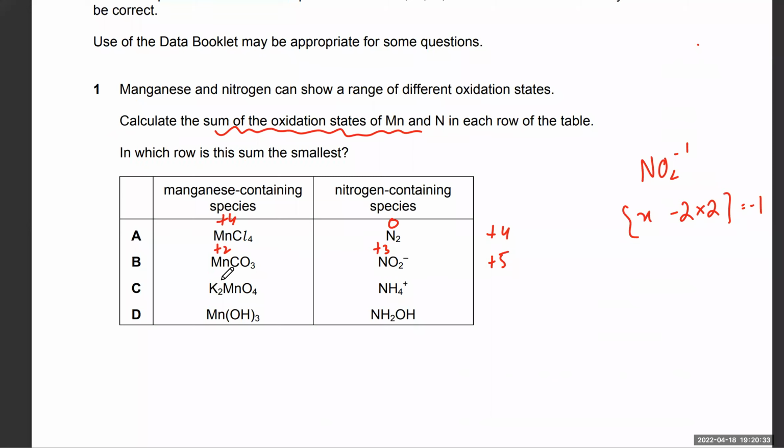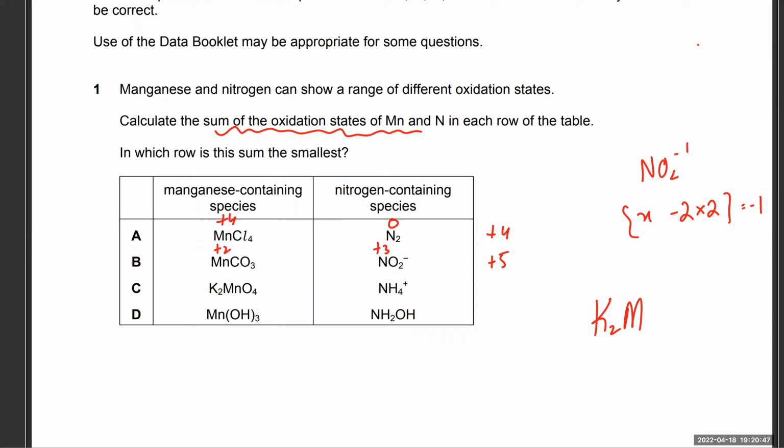So what is K2MnO4? Sorry, what's the formula? K2MnO4. Now when it comes to oxidation states, make sure you treat ionic compounds as 2 separate ions. You should know K is +1. So what would be the charge on MnO4, because there are 2 Ks? Over here it's going to be -2, right? Is that clear?